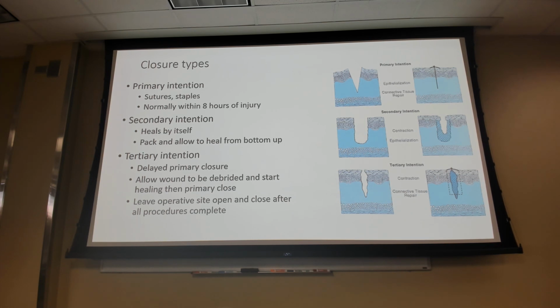Then we have tertiary intention, which is delayed primary closure. That's any sort of wound where we have to continuously debride the wound, so we wait. Some people will require multiple surgeries on very large wounds, multiple washouts in the operating room. And after all those procedures, then we may close it, and that's where we do tertiary intention or delayed primary closure. So we just leave it open until all our procedures are complete, and then we close it.